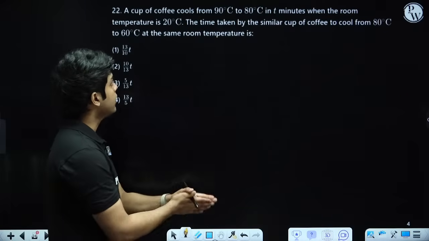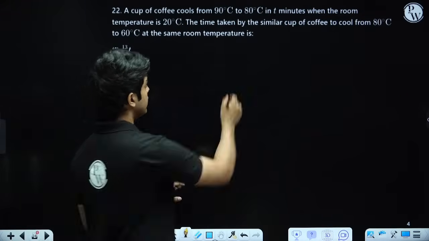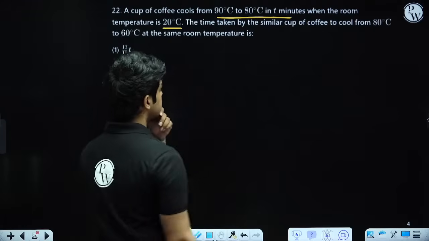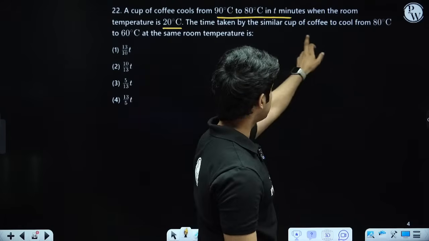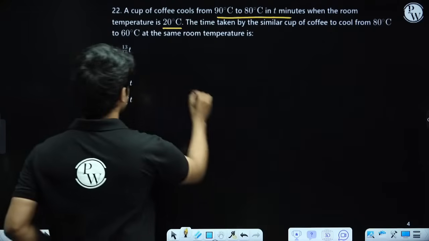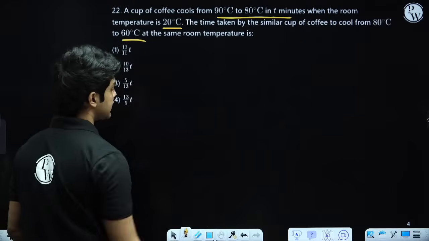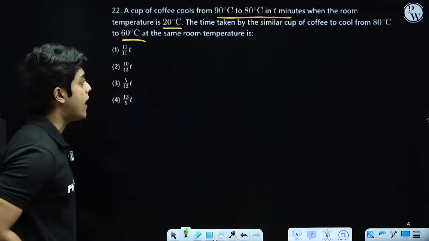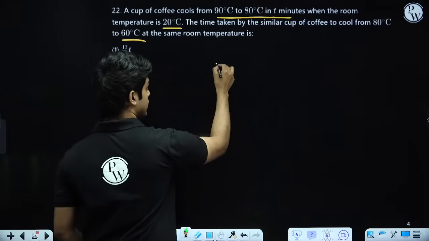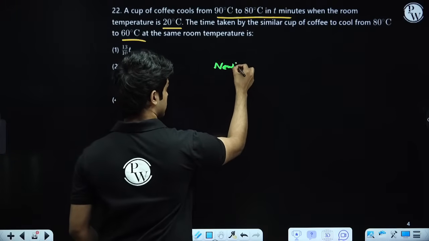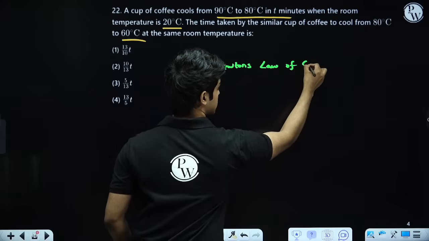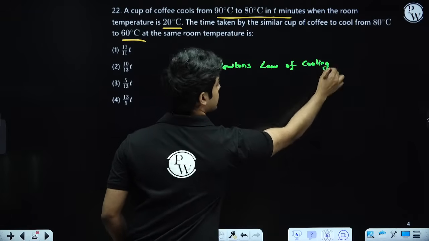A cup of coffee cools from 90 to 80 in T minutes when the room temperature is 20 degrees Celsius. The time taken by a similar cup of coffee to cool from 80 to 60 at the same room temperature would be? This is a question from the average form of Newton's law of cooling, right? So Newton's law of cooling is what we'll be applying here.